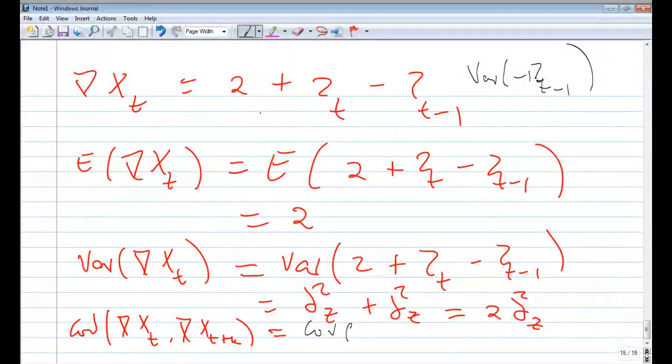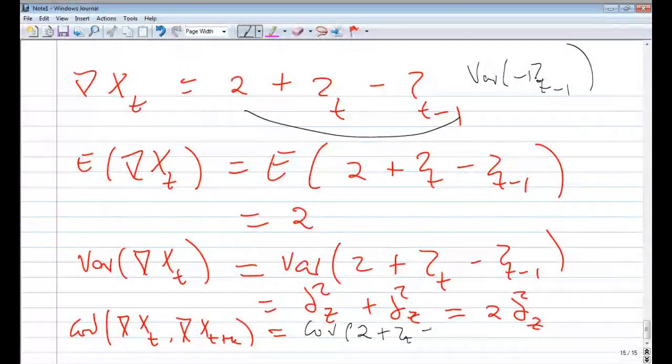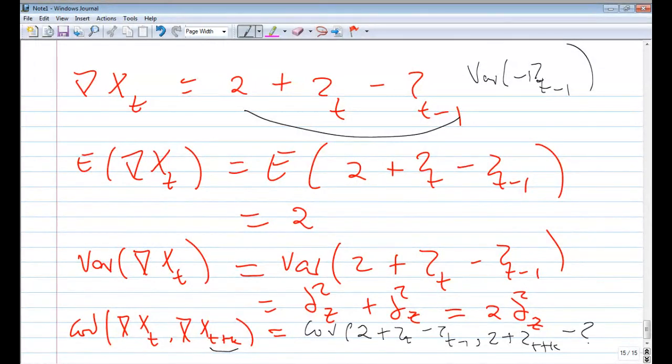Covariance. So change in xt is the whole of this, isn't it? So it's 2 plus zt minus zt minus 1. This one. Then covariance, then change in xt plus k. So you're going to have 2 plus zt plus k. Where there is k, put plus k. Then minus zt plus k minus 1. Because all of them are independent, their covariances are 0. So therefore, at the end of the day, the covariance of change in xt, change in xt plus k is equal to 0.